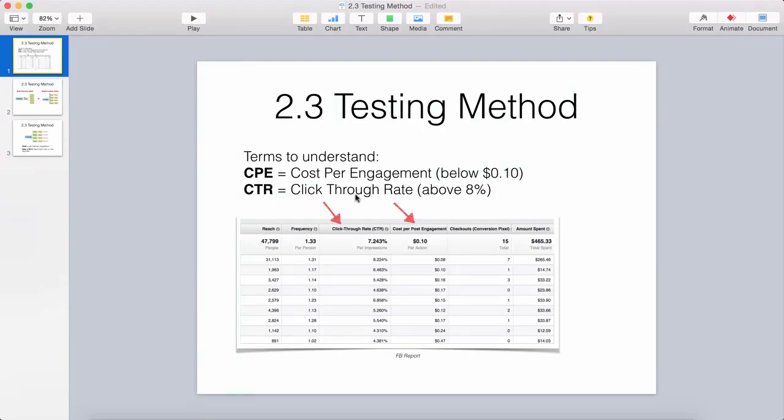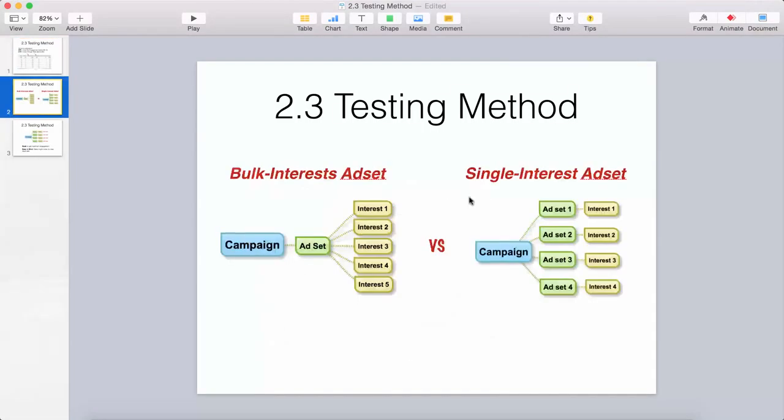Click-through rate is the percentage of people who see your post who will click on it. So a good CTR for me is above 8%. Most of the time, a higher CTR will result in lower CPE. This is a screenshot of a Facebook report where we can check the click-through rate and the CPE of our campaign.